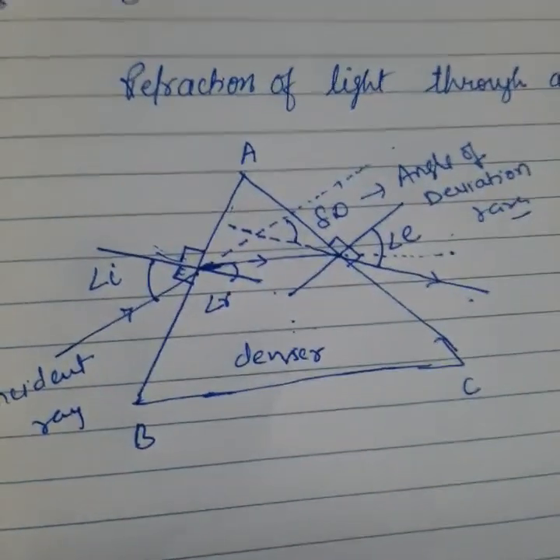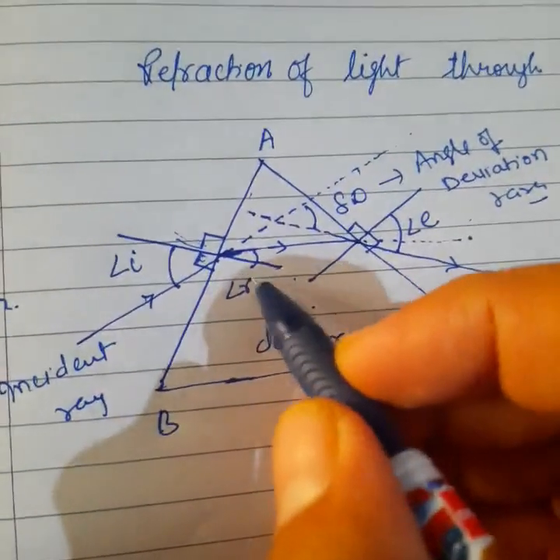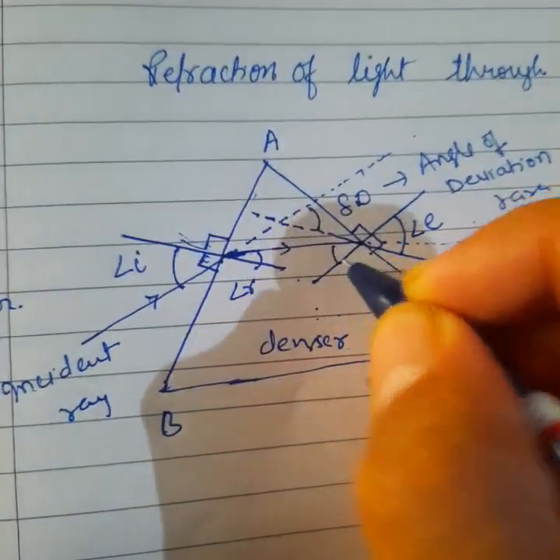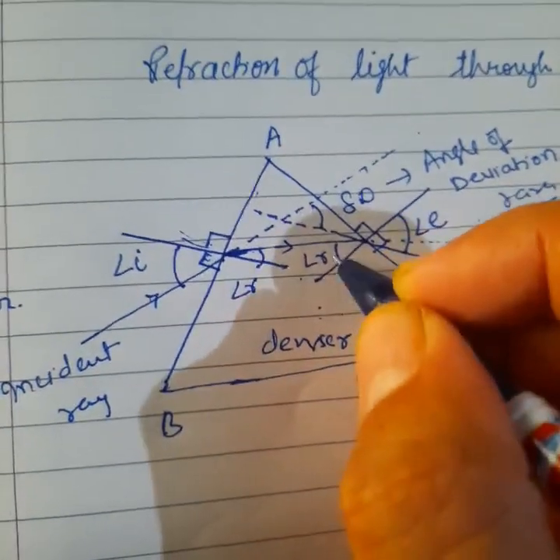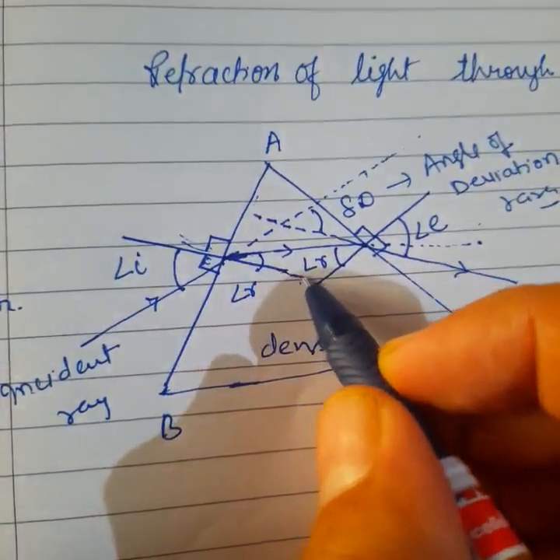This is called angle of deviation. This is called angle of emergence, angle of refraction. But in the same medium, we will get the same angle. Later I will tell you why we can say this angle is also r. Both angles will remain the same. Why are we taking both angles to remain the same?